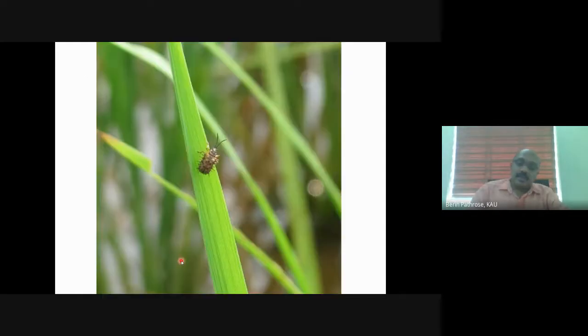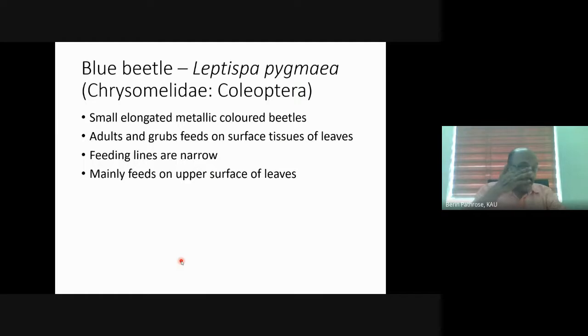Okay, fine. The next pest is again a beetle pest, that is blue beetle, Leptispa pygmaea, again belonging to the family Chrysomelidae. This is a pest which was considered minor in most parts of our state Kerala, but in certain districts such as Kannur and Kasaragod, this is a major pest. This is an elongated metallic colored beetle. You can easily see it. You can see a slight greenish color, a shiny greenish colored beetle.